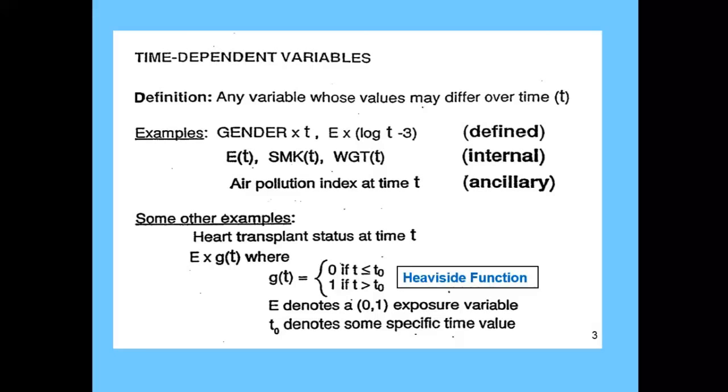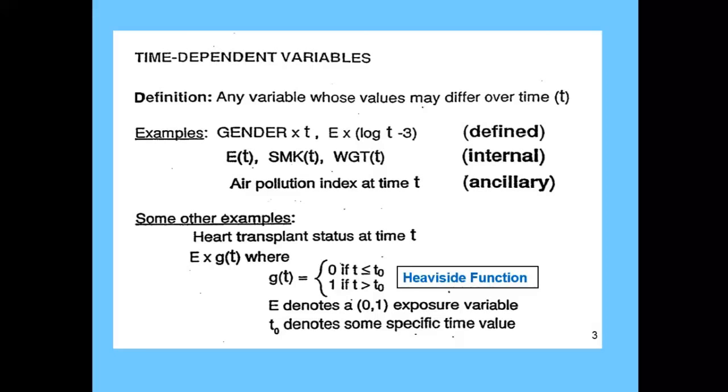A time-dependent variable is any variable that you're going to put in a model, whether it's any kind of model, but some models don't let you put them in there. But if you're talking about a survival model and an extended Cox model, you can put in time-dependent variables, and it's any variable whose values may differ over time. That's what you mean by a time-dependent variable.